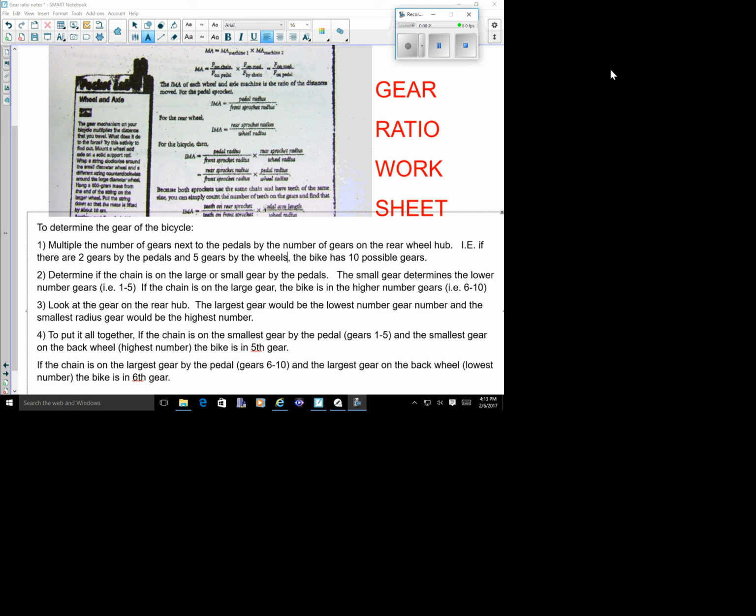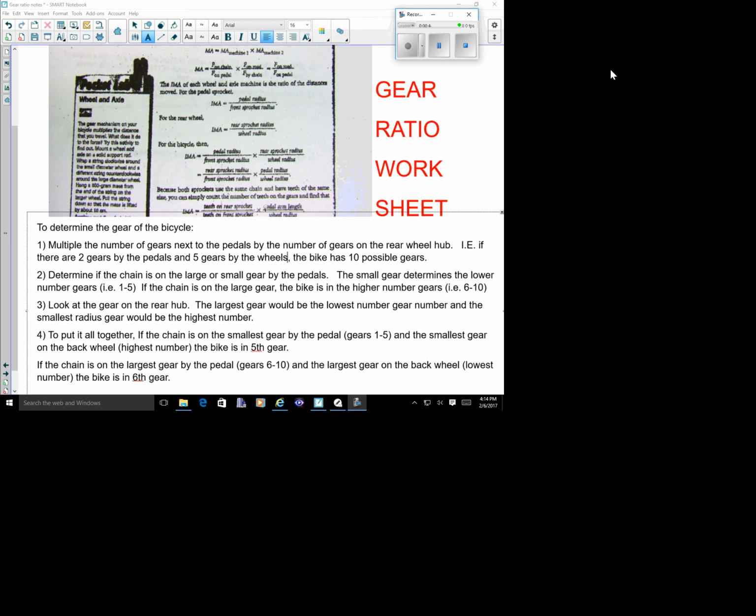Then you're going to look at how many sprockets or gears you got down by the back wheel. And let's just say there's 2 up by the pedals and there's 5 gears down by the wheels. That means there's 10 different possible combinations the chain could be in. You could be in the big gear up on the pedals and any of the 5 in the back, or the small gear by the pedals and any of the 5 in the back.